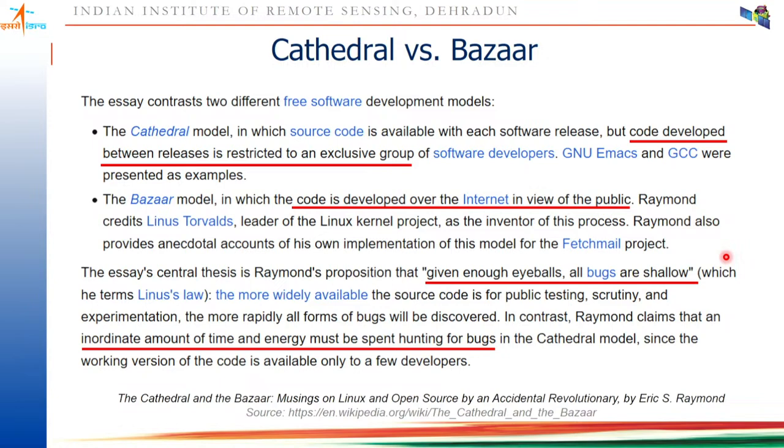On the contrary, the bazaar model is in which the code is developed over the internet in view of the public. So there's nothing hidden, and the whole world can see the code and modify the code at the same time. Raymond credits Linus Torvalds, the leader of the Linux kernel project, as the inventor of this process. Raymond also provides an anecdotal account of his own implementation of this model for the Fetch Mail project. So we have two examples of the bazaar model, the Linux kernel and the Fetch Mail project.